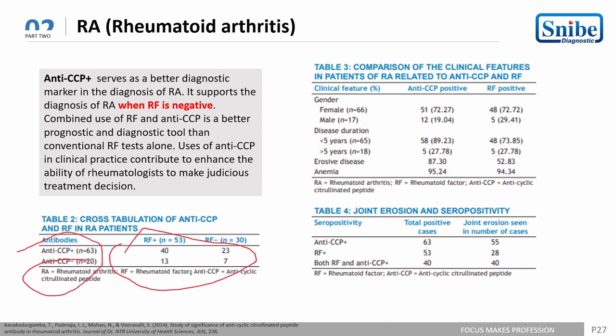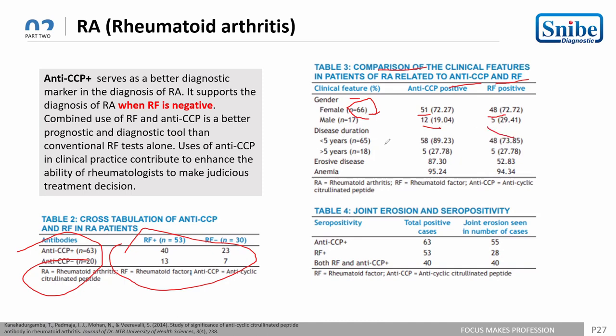If we talk more about the comparison of the clinical features in patients with RA related to anti-CCP and the RF, you can see that 66 female patients were tested, of which 51 were anti-CCP positive and 48 were RF positive. Of the 17 males tested, 12 were anti-CCP positive and 5 were RF positive.